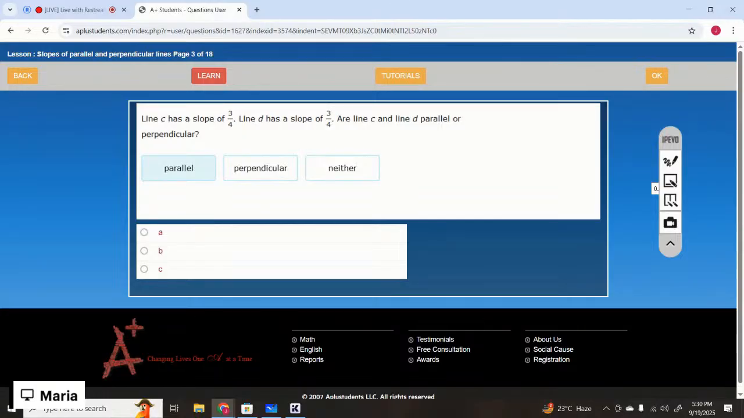Line C has a slope of 3 over 4 and line D has a slope of 3 over 4. Are lines C and D parallel or perpendicular? The lines have exactly the same slope, right? So that means the lines are parallel. Parallel lines have exactly the same slope. So the lines are parallel.